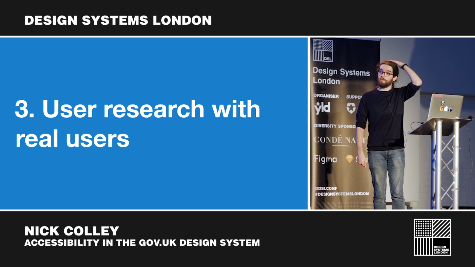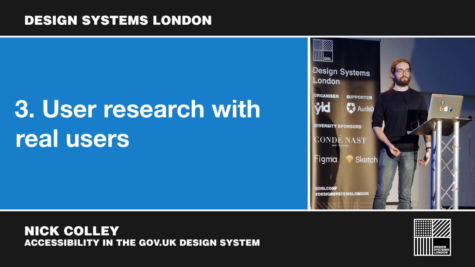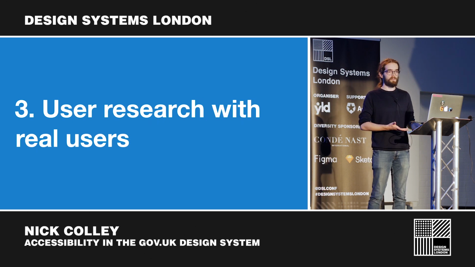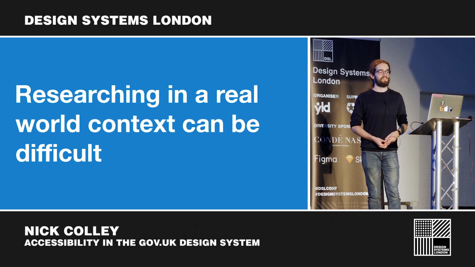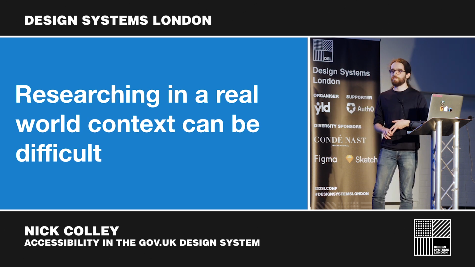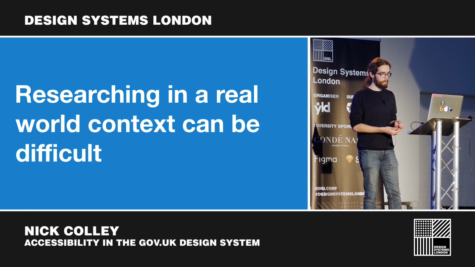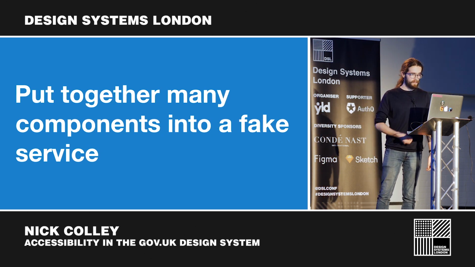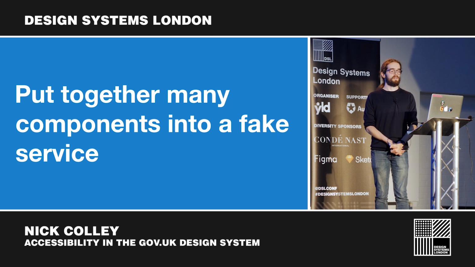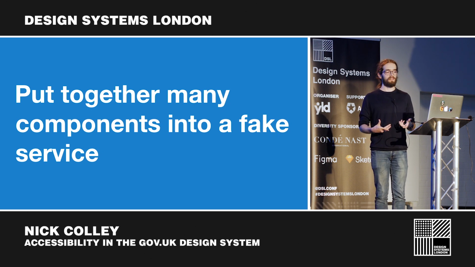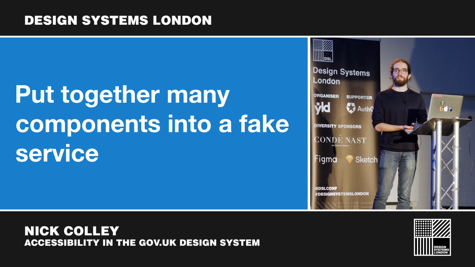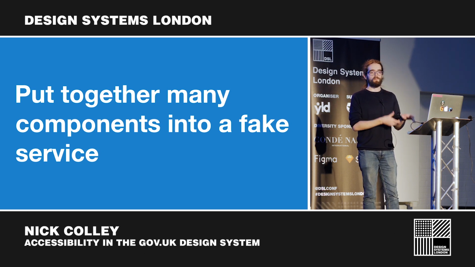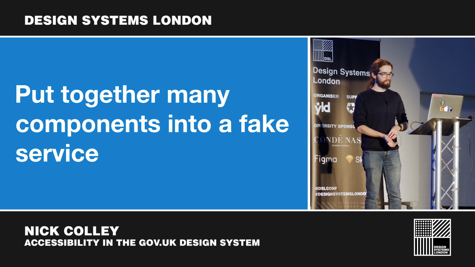One of the best parts of user-centered design is doing research with your users, and this applies equally well to accessibility. Our team doesn't build live services, so researching in a real-world context can be difficult. Doing research with users can be expensive, so we don't want to do a full round of testing for one addition to the design system. In the past, we've tried testing components on their own, but this puts users in an unrealistic scenario.